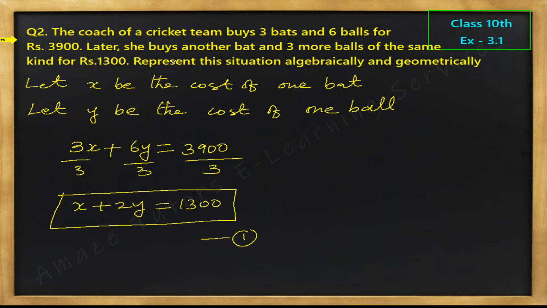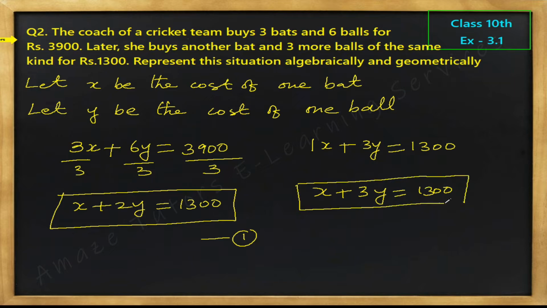We represented the first sentence. Let's go for the second sentence. She buys another bat and 3 more balls. So 1 bat, 1x or simply x, plus 3 more balls, 3y, for 1300 rupees. And the final equation, it is already in the simplest form. x plus 3y is equal to 1300. This is equation 2. This is the answer for the first part. We represented the equation algebraically.